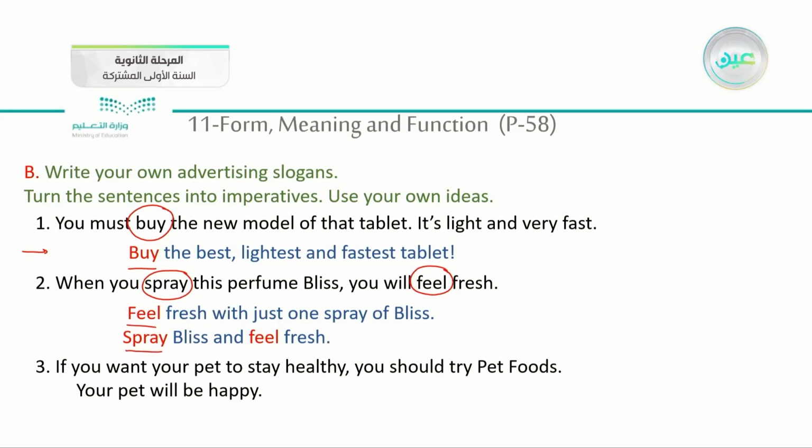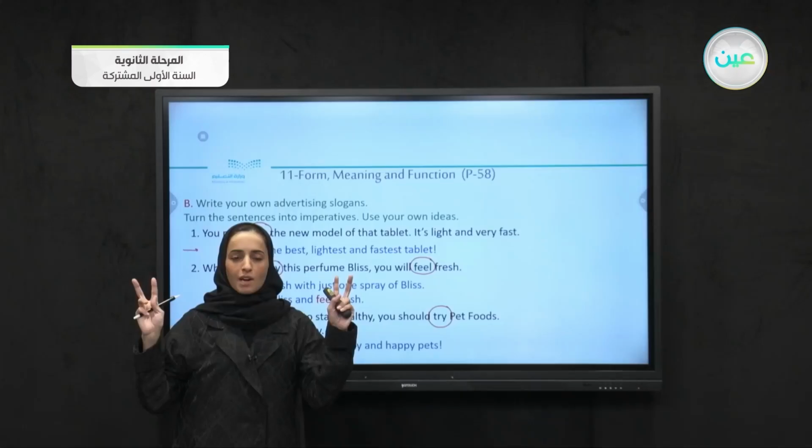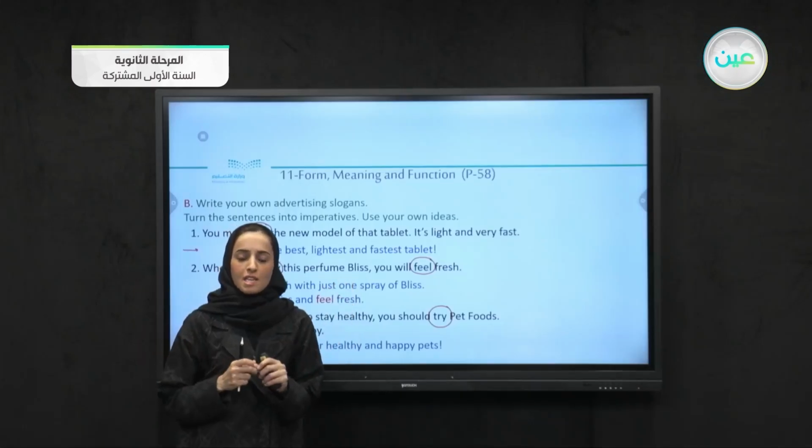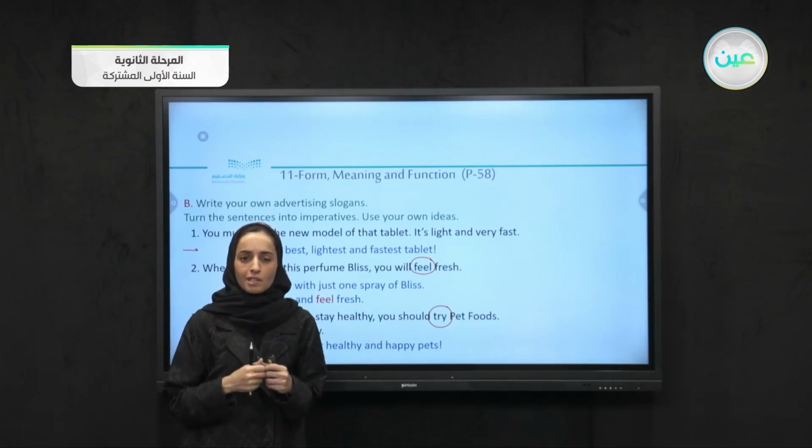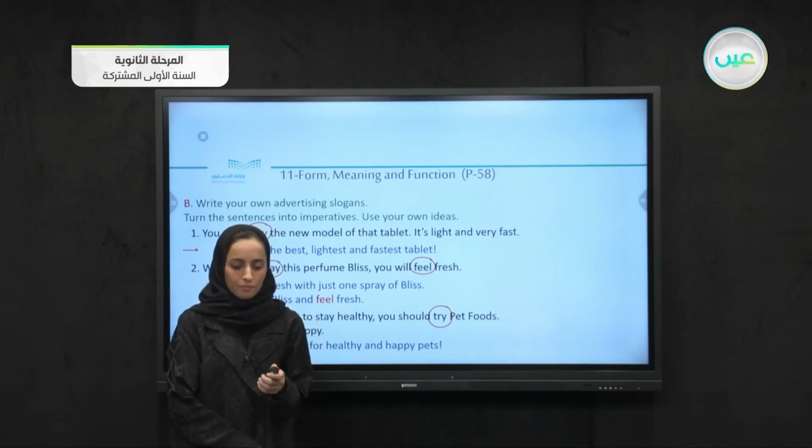The third one: if you want your pet to stay healthy, you should try pet food. Your pet will be happy. So we will use try. How can we start with it? We will start with, try pet foods. The name is pet foods for healthy and happy pets. Try it. I'm trying to give you advice. In a slogan and advertising, we have feel fresh, stay positive. It's not a command, it's a kind of advice.